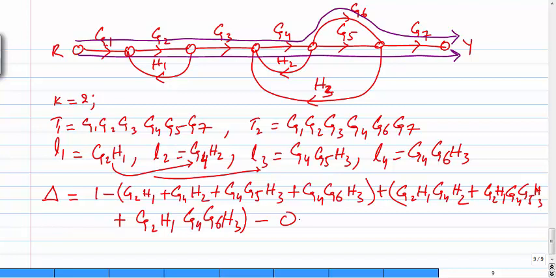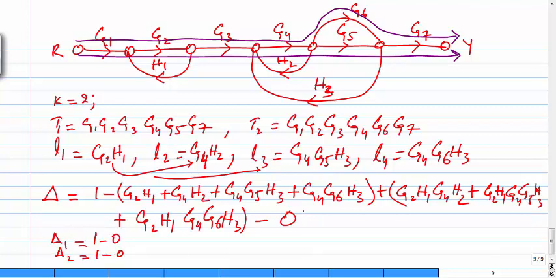Now delta of k is very simple. We have to consider delta 1 when we are considering this forward path, and we have to remove all those loops that are touching this path. As you know, for both paths all the loops are touching, so this becomes 1 minus 0. Similarly, delta 2 becomes 1 minus 0.